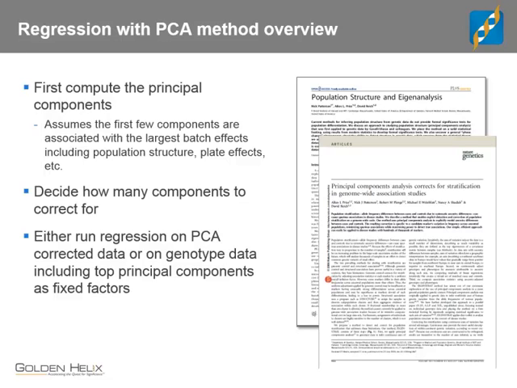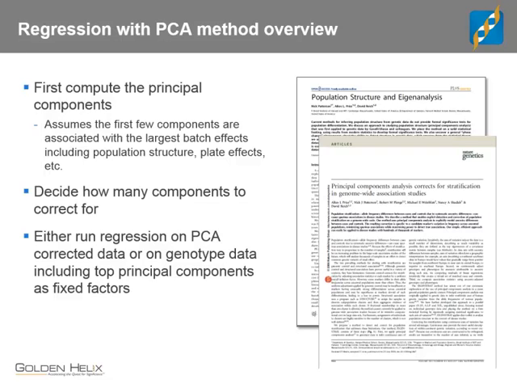Regression with PCA assumes that you have principal components available. Patterson, Price, and Reich in 2006 published the widely cited Eigenstrat papers. Google Scholar lists over 2,400 citations for the "Principal components analysis corrects for stratification in genome-wide association studies" paper, and 841 citations for the "Population structure and eigenanalysis" paper.